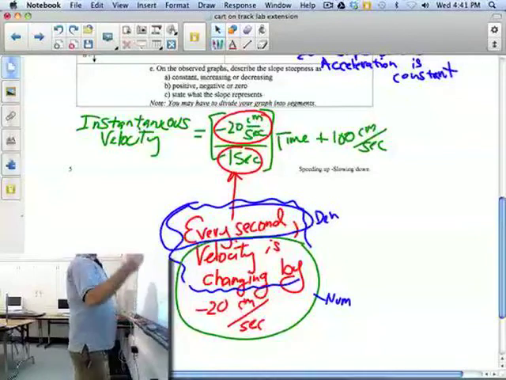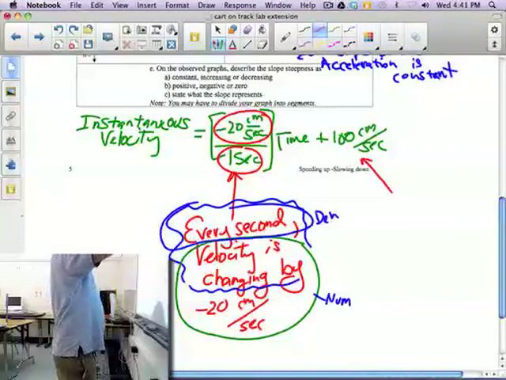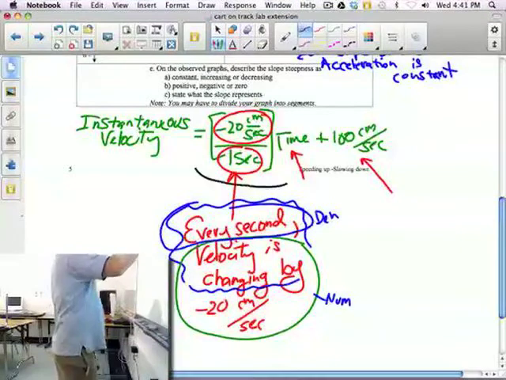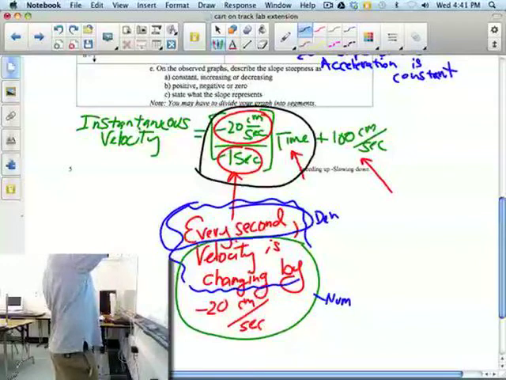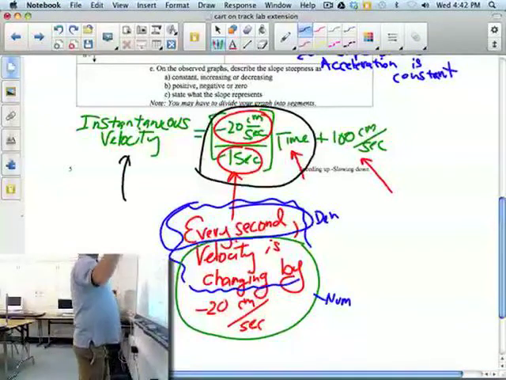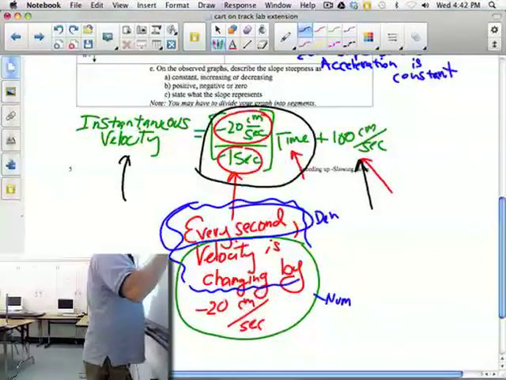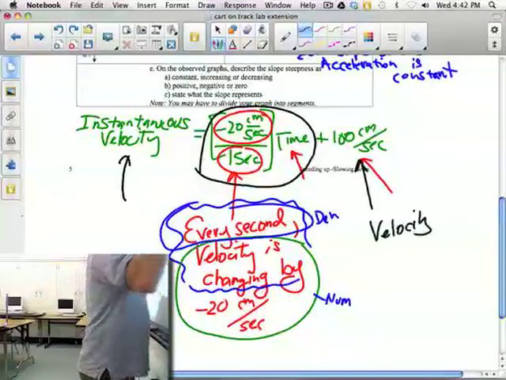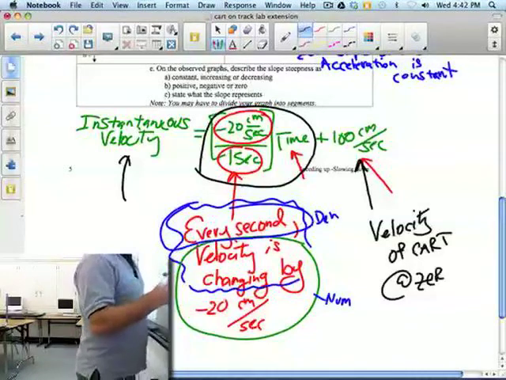And last, this number on the end, the y-intercept, if you were to plug in 0 seconds for time, this entire portion of the equation disappears because if time's 0, 0 times negative 20 is 0. So when time is 0 seconds, your instantaneous velocity is 100 centimeters per second. So this is the velocity of the cart at 0 seconds.